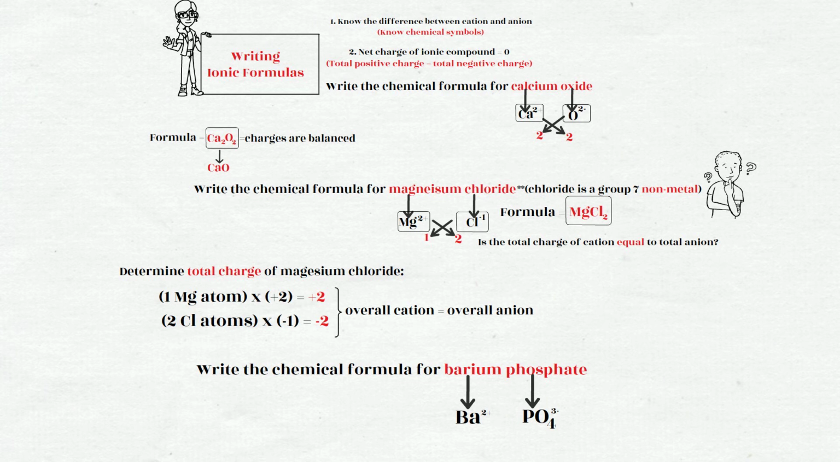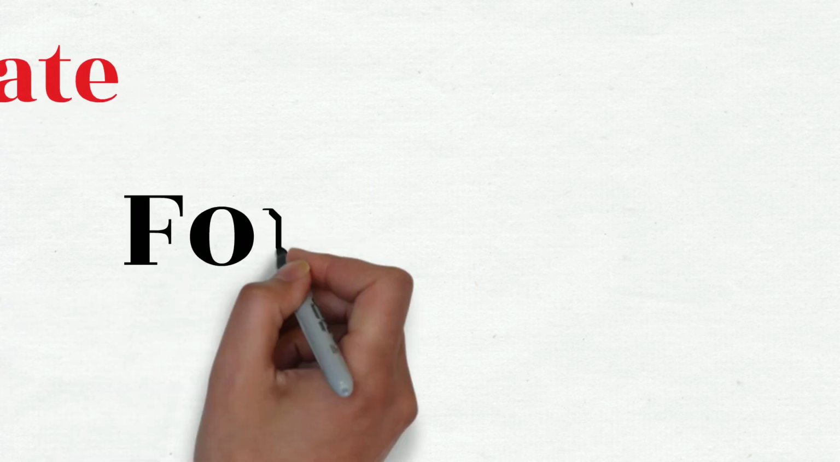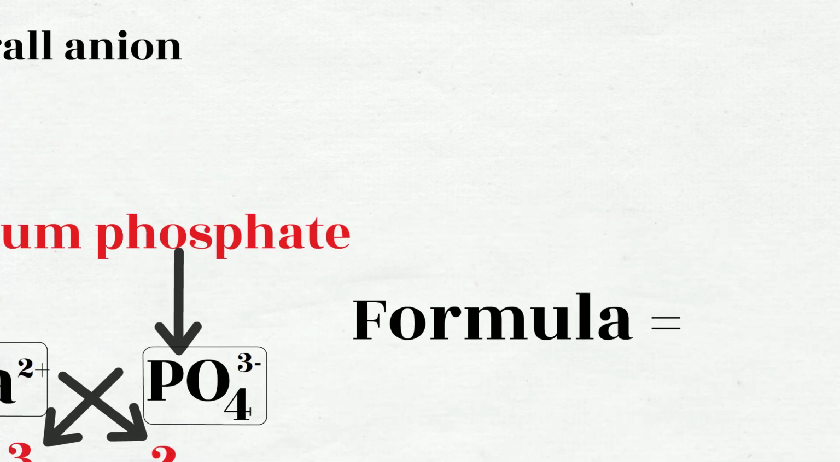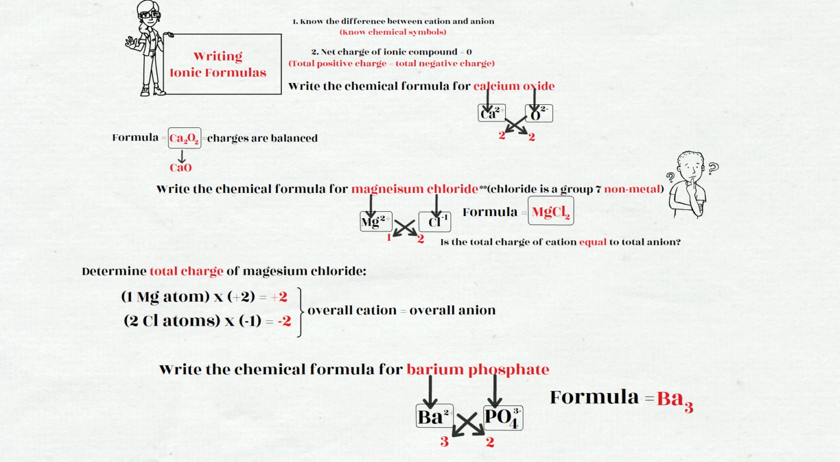In order to obtain the chemical formula, we cross multiply. So Ba2+ written on one side and PO4 3- written on the other side. We carry out the cross multiplication, and from this we obtain Ba3(PO4)2. Take note that you put the parenthesis as the 2 applies to the entire phosphate.